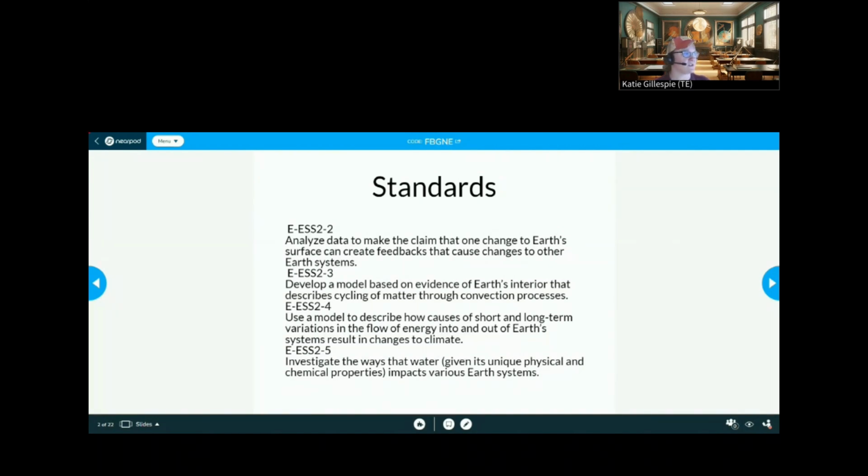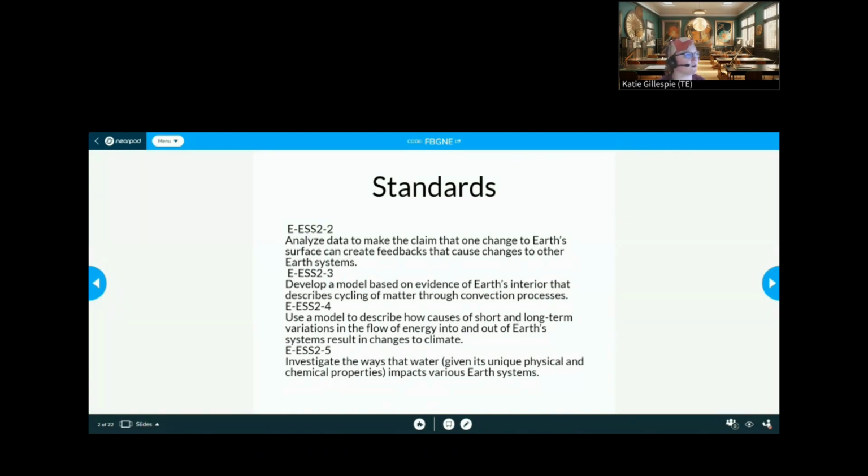We have lots of new standards. I know y'all are super excited to not see 2-1 again, but we have 2-2, analyzing data to make the claim that one change on Earth's surface can create feedback that causes change in other systems. Develop a model based on Earth's interior that describes cycling of matter through convection processes, and maybe not so much the interior. I could probably take that one out, but it's more of cycling of matter through convection. That's still important to us when we discuss weather and heat differentials.